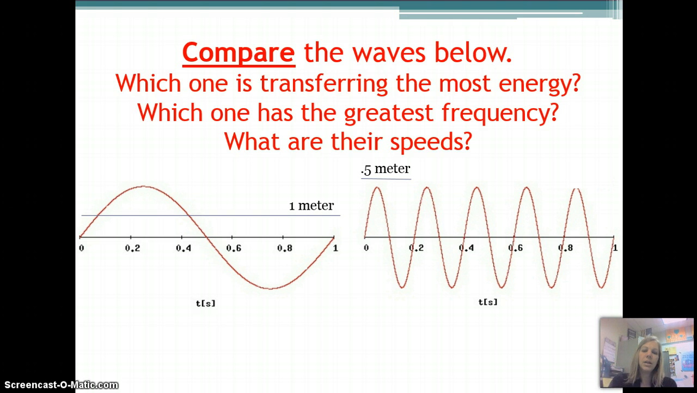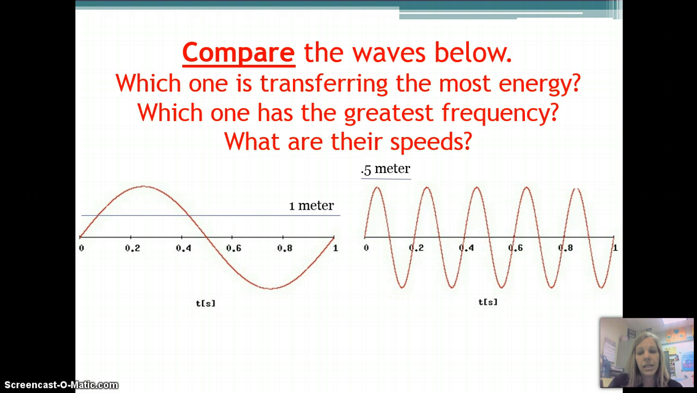So here we're looking at 2 different energy waves. I would like you to compare the energy waves and try to look at the 3 questions on the screen and try to figure out the answers. Which one is transferring the most energy? And remember what causes or what we look at to figure out the energy? Think about that for a second.